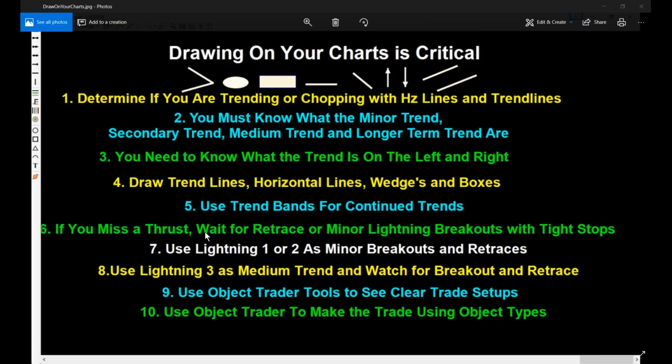Okay, so if you do miss a thrust, either wait for the retrace, or if you do take a trade, don't let it go back against you. Use these minor lightning breakouts or even a bar close, but with a very tight stop. If a trade's going to go your way, it's going to go your way. Okay, use lightning 1 or 2 as your minor breakouts and your retraces, and you use lightning 3 as a medium trend and watch for breakouts and retracements.